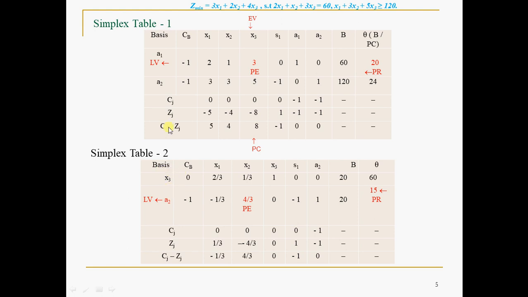In the basis, the artificial variable A1 will leave, so in that place x3 will occupy. X3 I have written, and again the coefficient of x3 in the auxiliary LPP. So we are discussing phase 1, the auxiliary LPP, how to take 0.